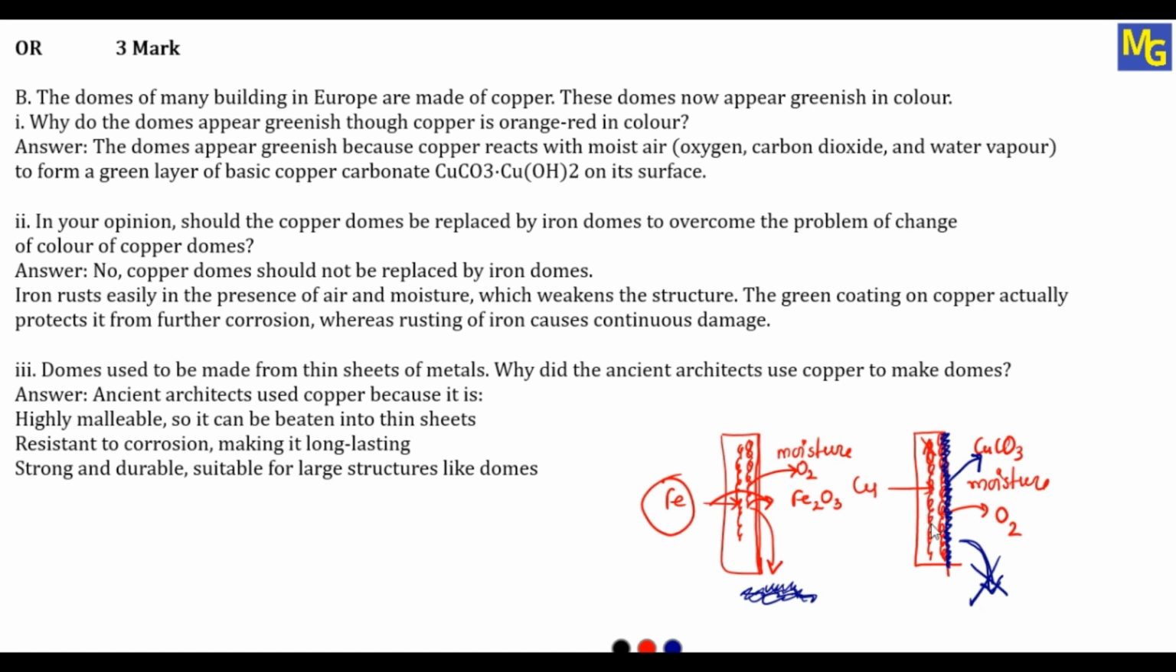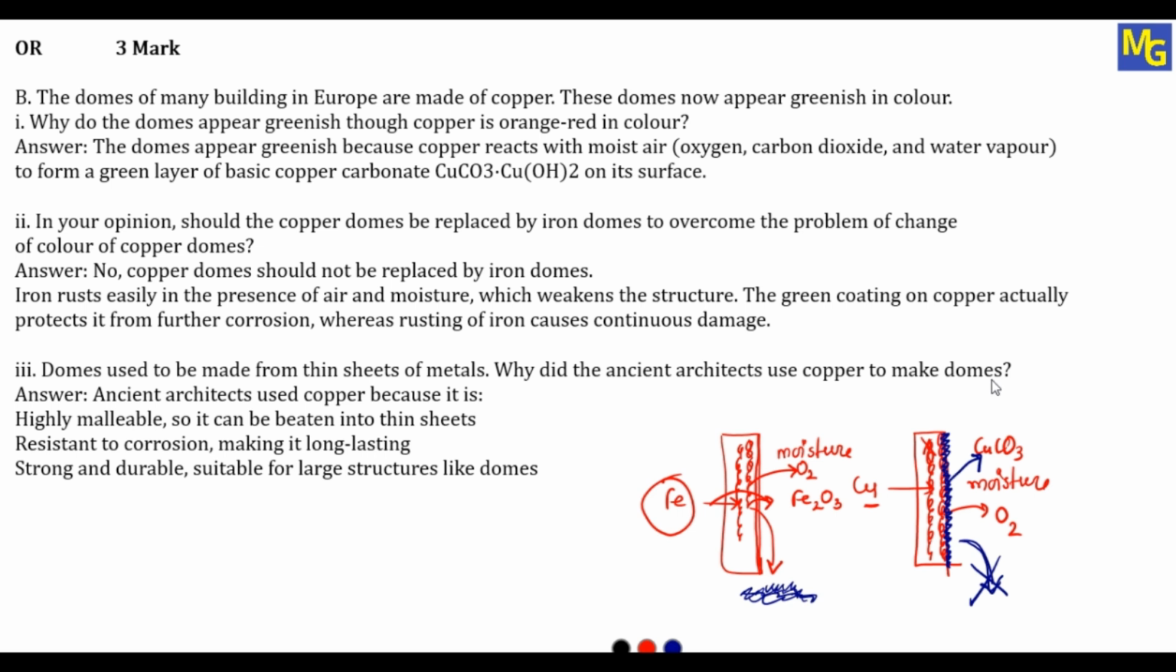So we should not replace iron in place of copper just because of the greenish color. So this is the answer or the explanation for question 2. Now question 3 is, domes used to be made from thin sheets of metals. Why did the ancient architects use copper to make domes?